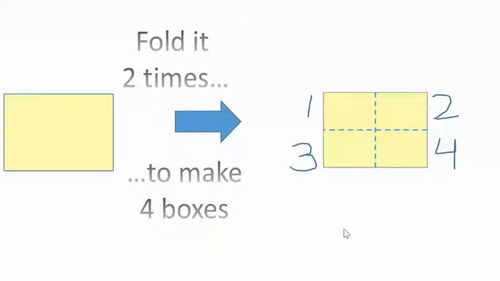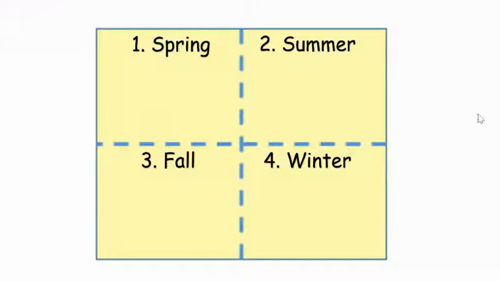So find a piece of paper. I want you to hold it this way, I want you to hold it the long way. You fold it 2 times, 1, 2, and that makes 4 boxes, okay, like this. Then I would like you, very small in each box, because we don't want to use up our drawing space, to write spring, summer, fall, and winter in this order.